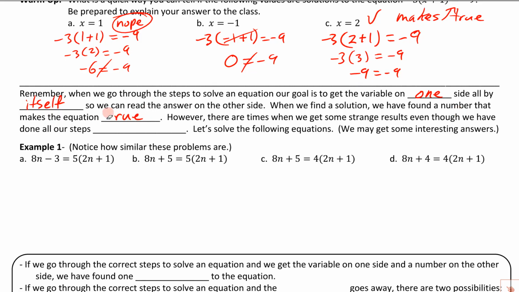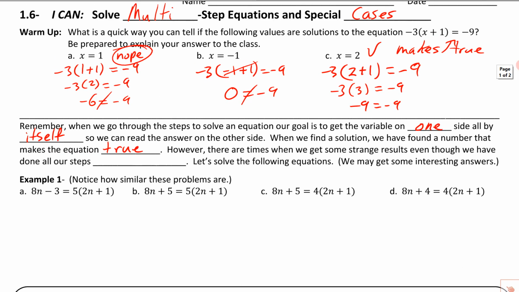So just like up above, the one that made it true was the one where the two sides equaled each other. This one in the warm-up question made it true. These two made it false. They didn't actually make a true equation, so those were not the answers.